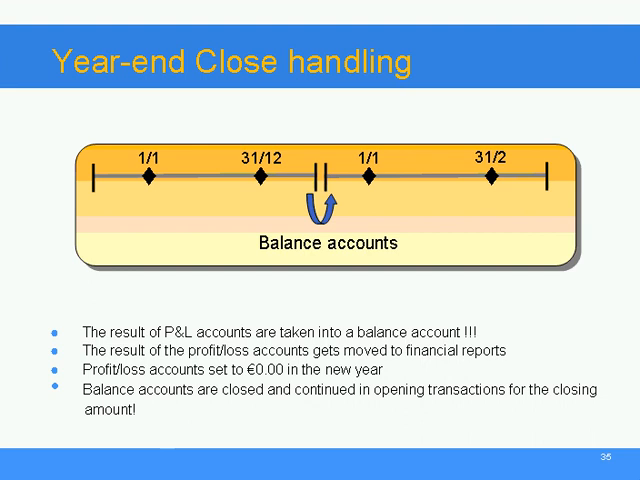Here you can see year-end close handling. The results of profit and loss accounts, with account type revenue, cost, or profit and loss, are taken into a balance account, which is defined as the system account for year-end close results. The result of the profit-loss account gets moved to financial reports, and the profit-loss account is set to 0. In the new year, balance accounts are closed and continued in opening transactions for the closing amount.